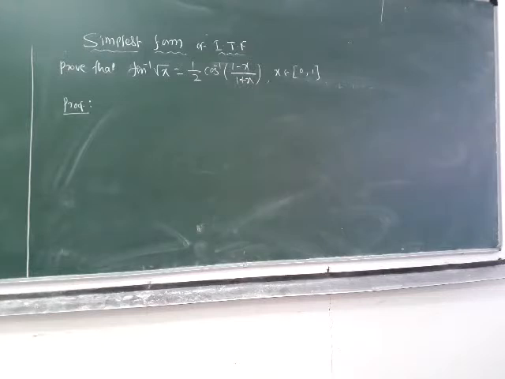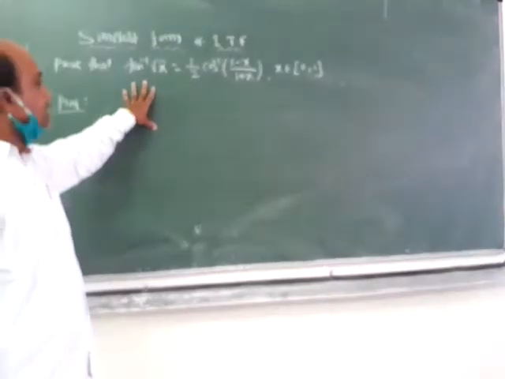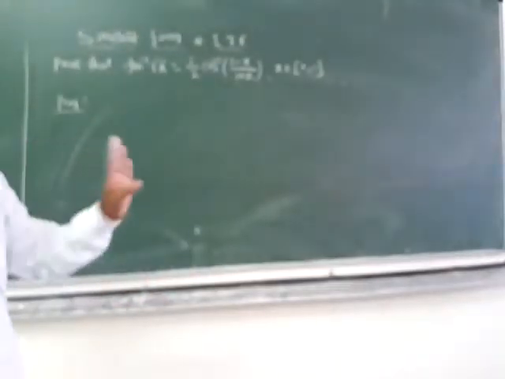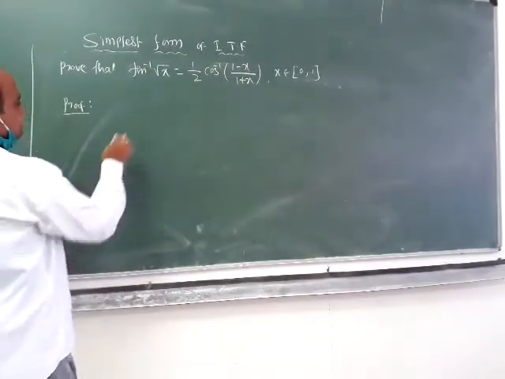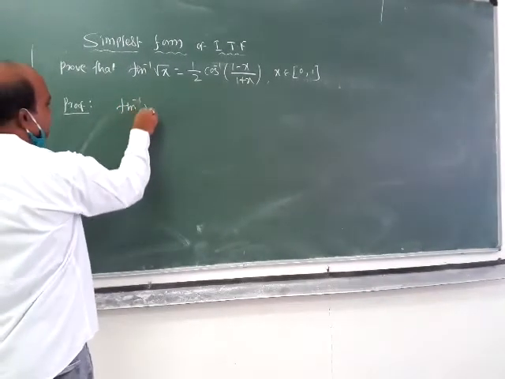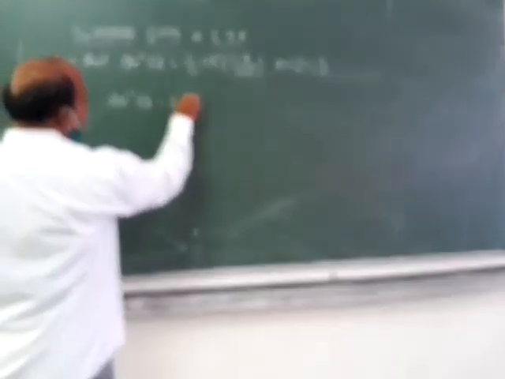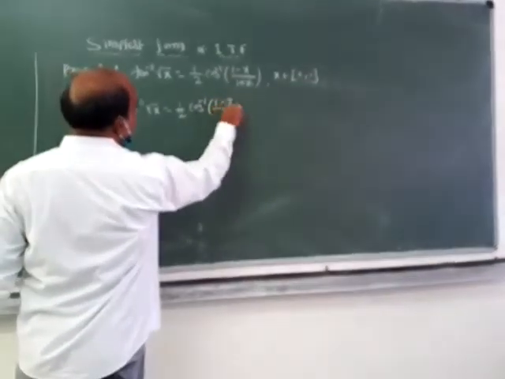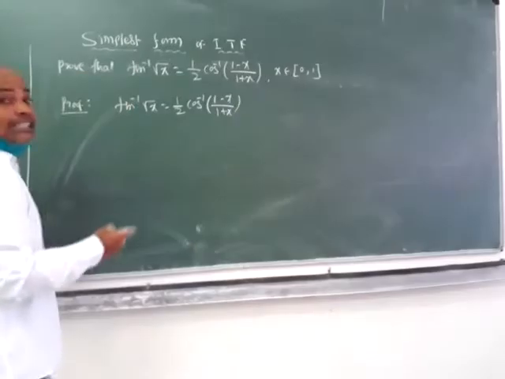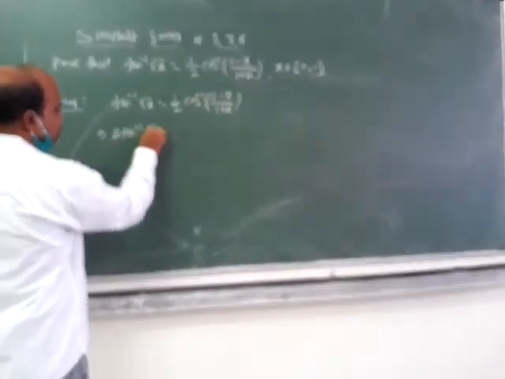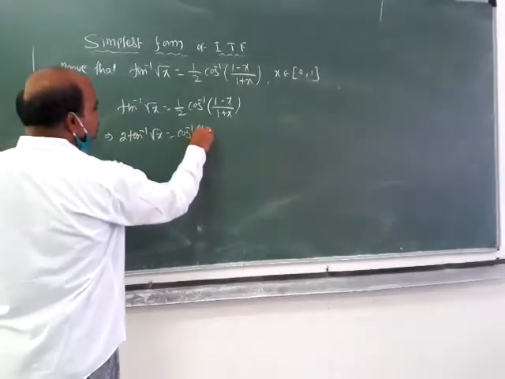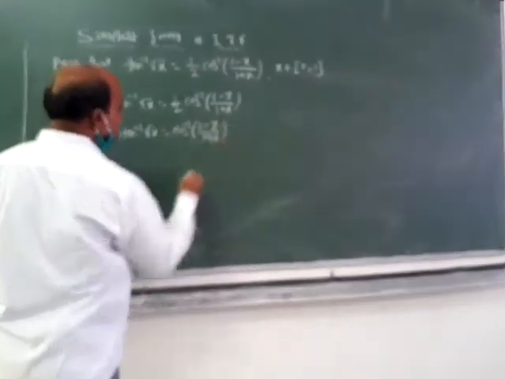Okay? Now you see this. This is one of the important questions. How to prove this? Here there is nothing to substitute, but we prove it directly. That is, tan inverse root x is equal to 1 by 2 cos inverse of (1 minus x) by (1 plus x), which can be written as 2 tan inverse root x is equal to cos inverse of (1 minus x) by (1 plus x).